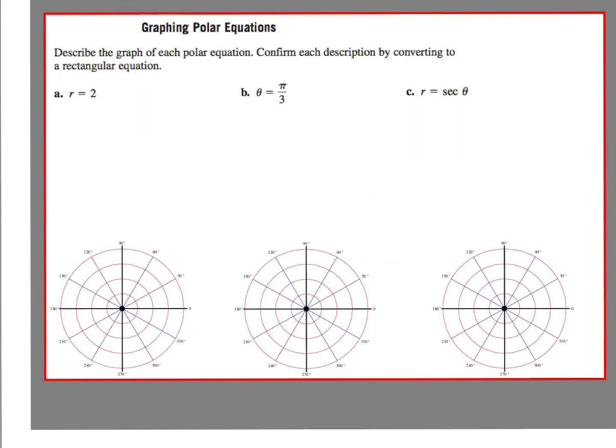Now we're going to take these polars and we're going to convert them into rectangulars. And I'm going to show you how they kind of match up. All right. So my polar equation is r equals 2. The only information I know about it is my radius is equal to 2.